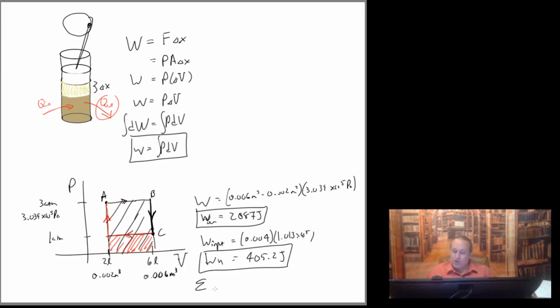So the net work, the sum of the works, is, well, the work input is technically a negative number, because that's me doing work on the gas instead of the gas doing work on me. So when I add these two numbers up, I get 1,680 joules, let's just round it to 2.